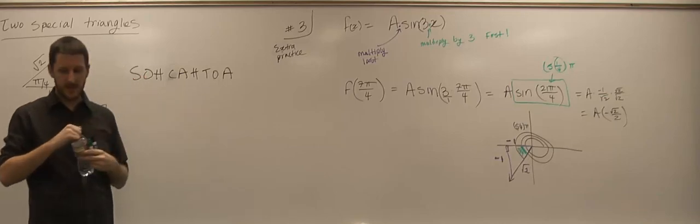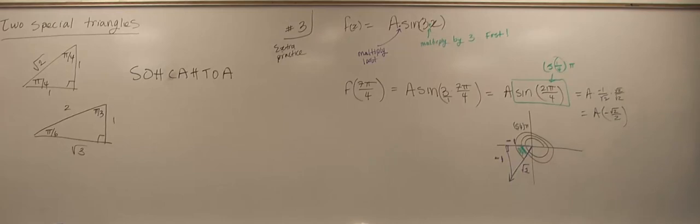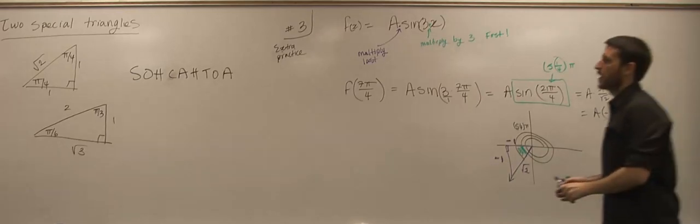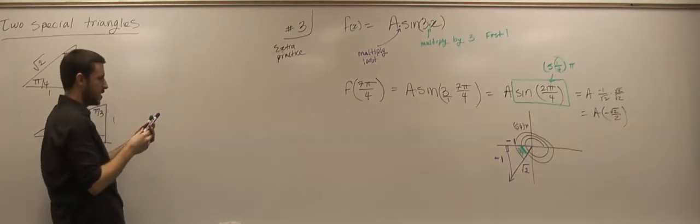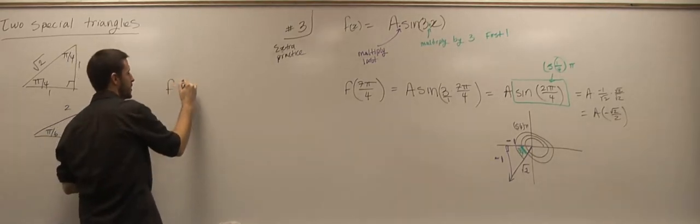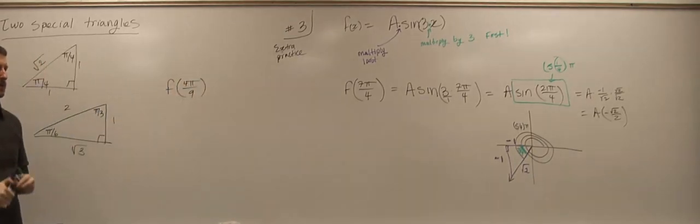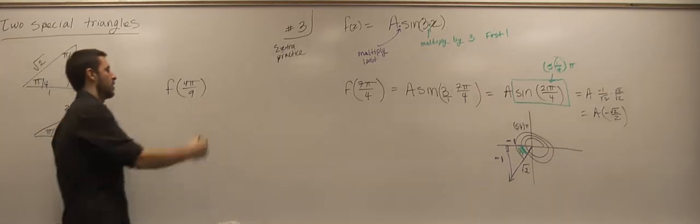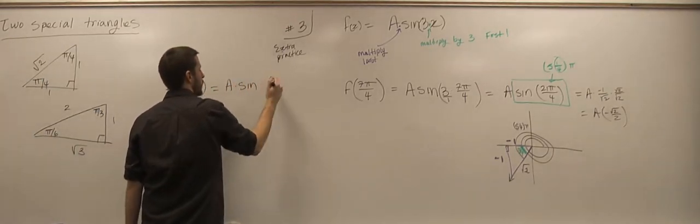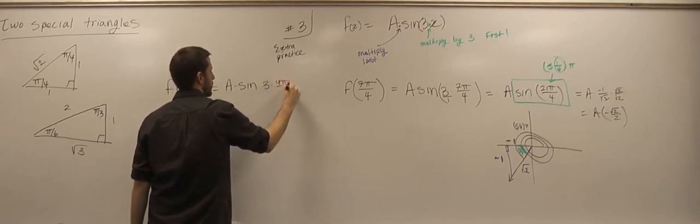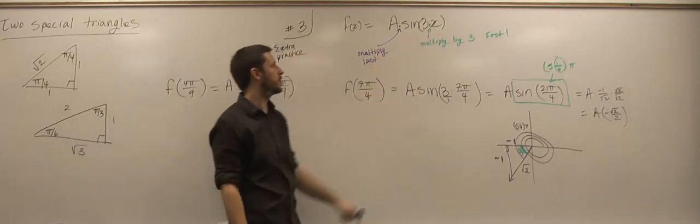So that tells me what f of 7 pi over 4 is. What about the second function here? f of 4 pi over 9, how do I figure that out? It's all the same strategy. If you want to know what f of 4 pi over 9 is, plug in 4 pi over 9. So A times sine of 3 times 4 pi over 9. So I just took the x and replaced it with 4 pi over 9.